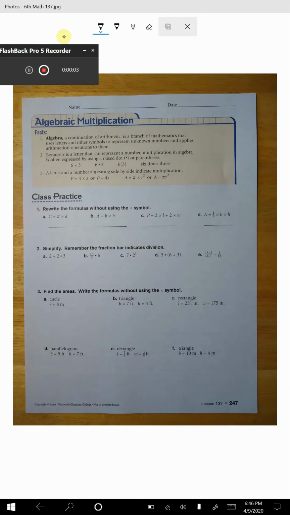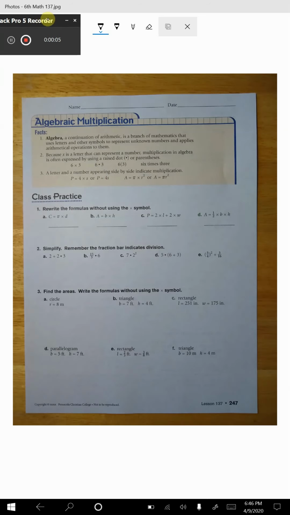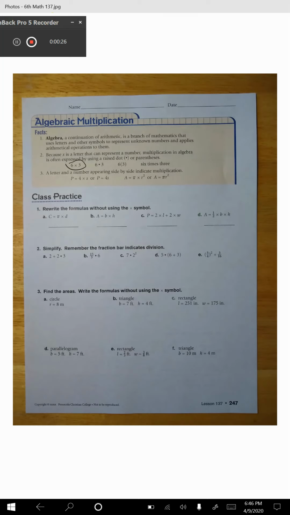All right, algebraic multiplication. Doesn't that sound technical? It's really quite easy, and I've already talked about this multiple times with you guys in class because I like to write it differently than using the times sign. So you've already seen me do this a lot. But as you get older, you're not going to be writing this anymore. Less and less and less.